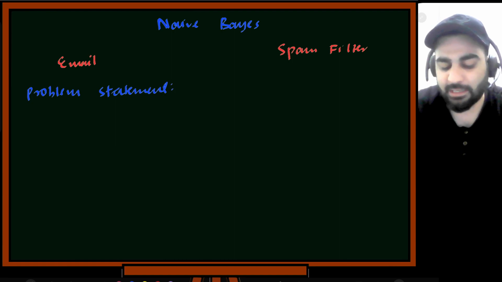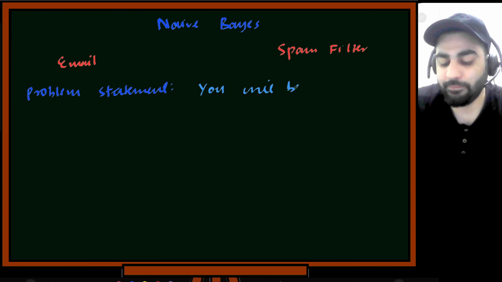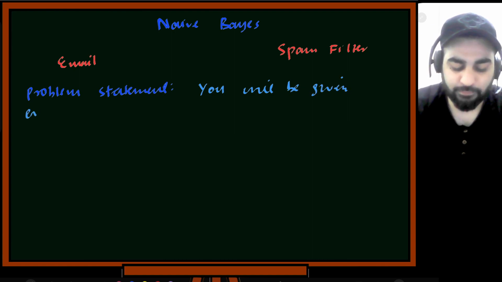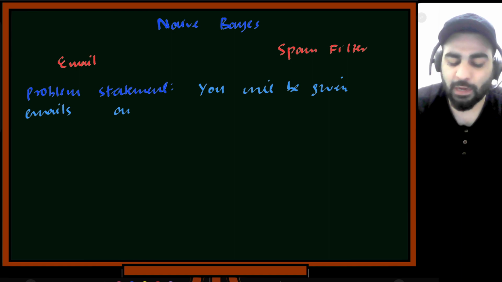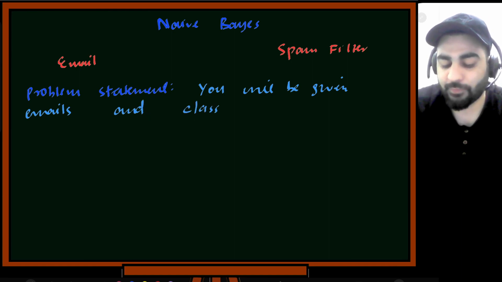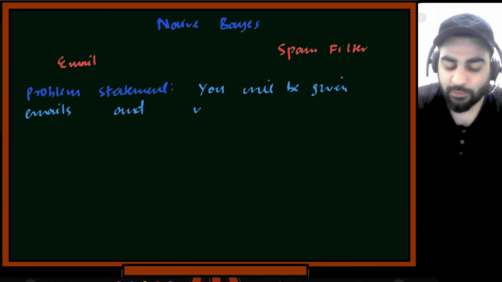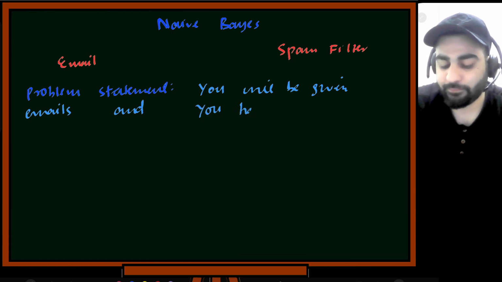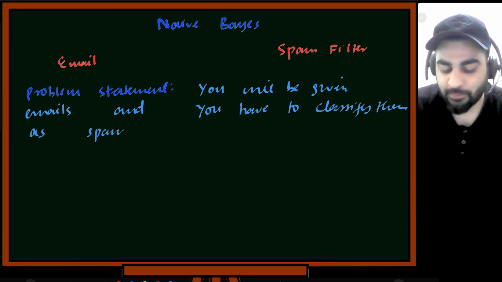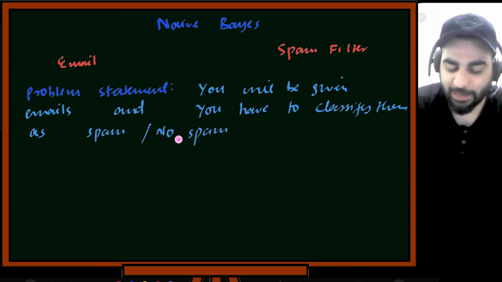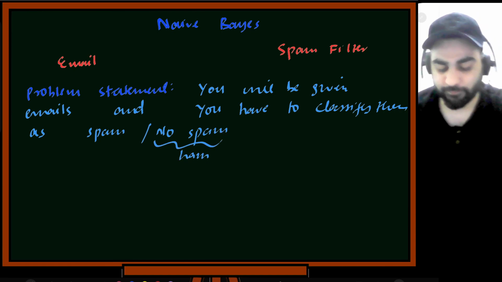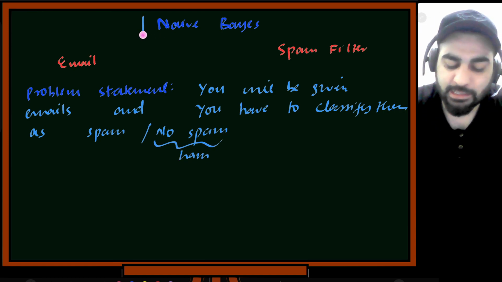The problem statement is that you will be given emails, and you have to classify them as spam or no spam. For no spam, they usually call it ham. Okay, and we'll use this naive Bayes classifier.